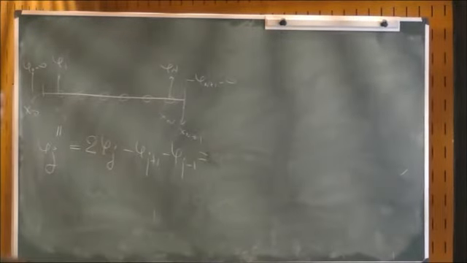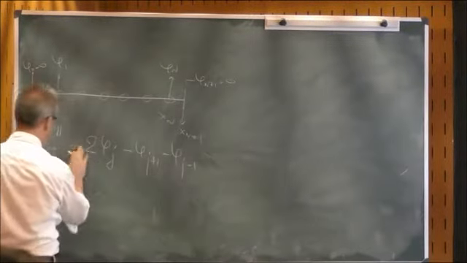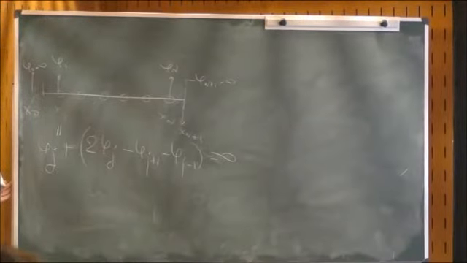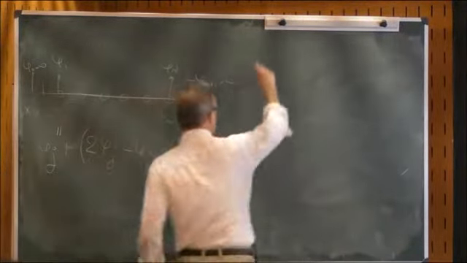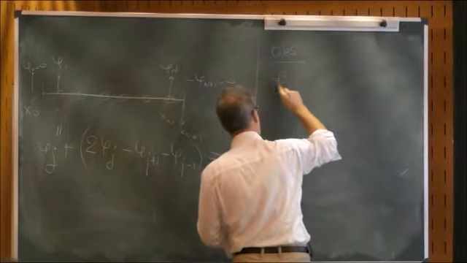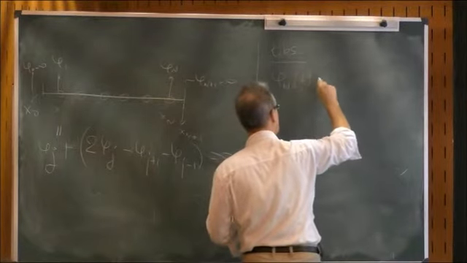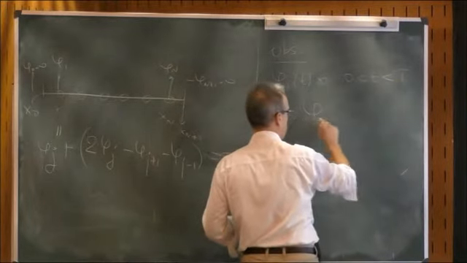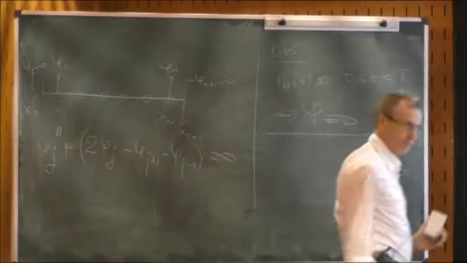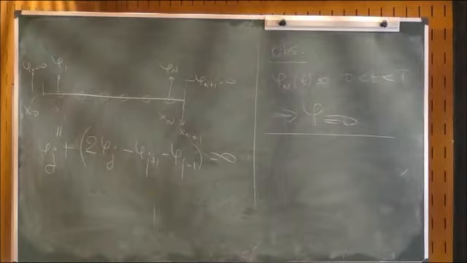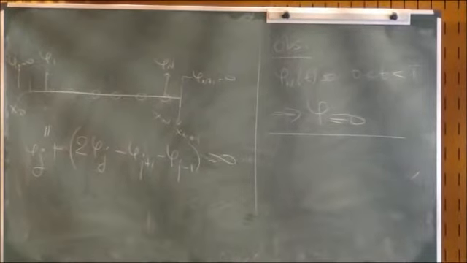Something like this, right? Okay? And so something like this. And then I say that observability in this case means that if phi n is equal to 0, then phi is equal to 0 everywhere. This is the discrete analog of the previous observability inequality, right?